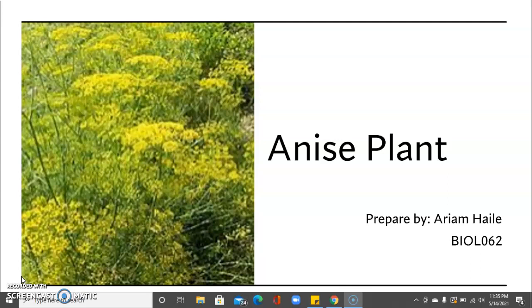This is my final presentation, and I'm going to do it on the anise plant. I chose this plant because it was a very famous plant when I was growing up back in Eritrea, which is an East African country. It's a plant that grows in every household and we used to use it for different purposes, which will be explained in the presentation.